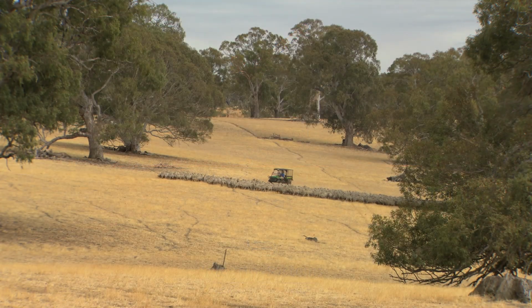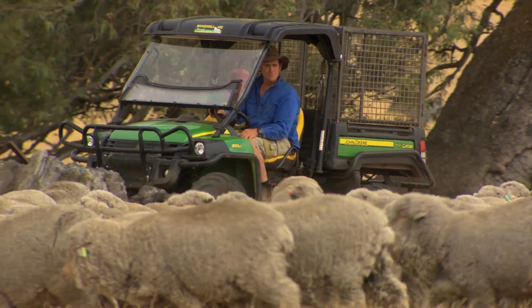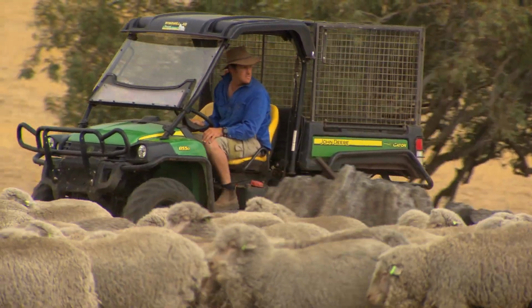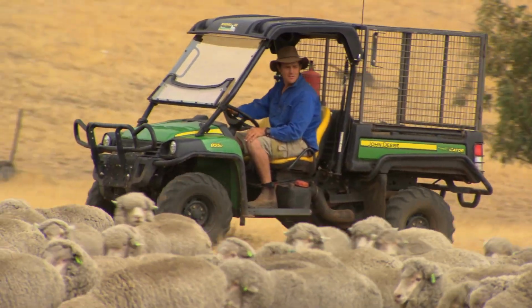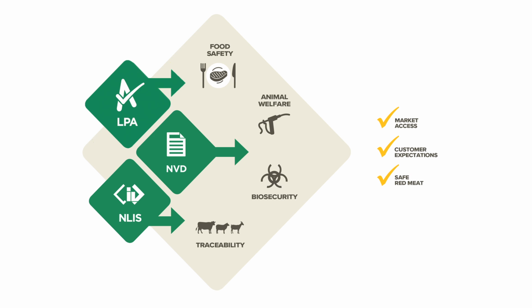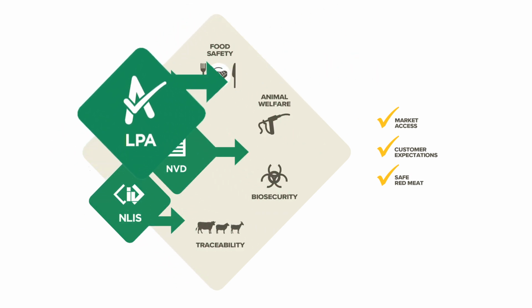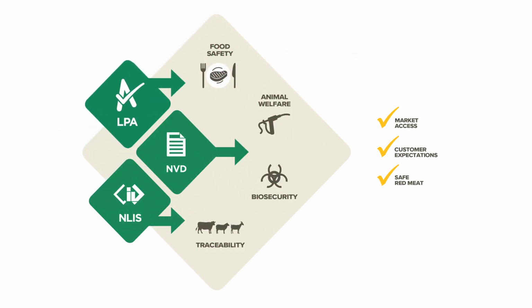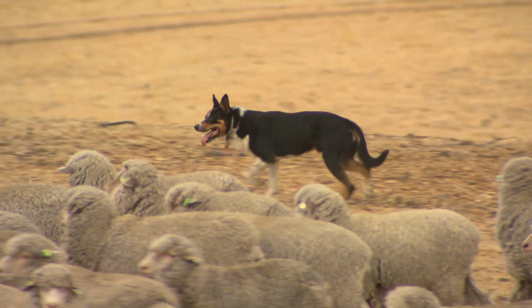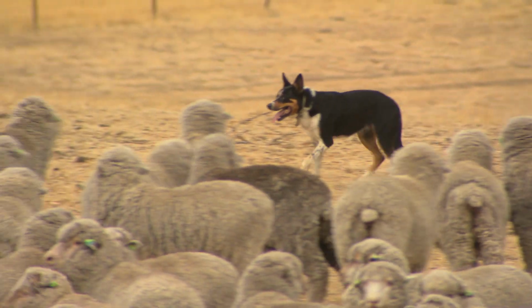The Livestock Production Assurance or LPA program is the Australian livestock industry's on-farm assurance program covering food safety, animal welfare and biosecurity. It's part of the integrity system used by the red meat industry to protect consumers and meets the stringent requirements of our domestic and export markets.